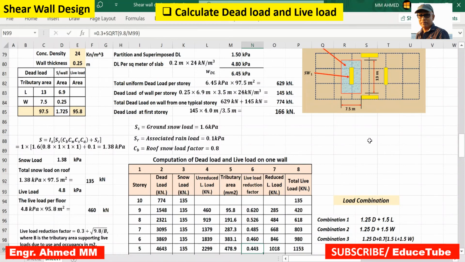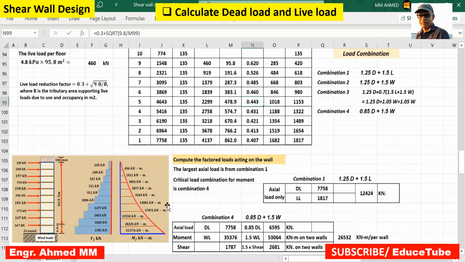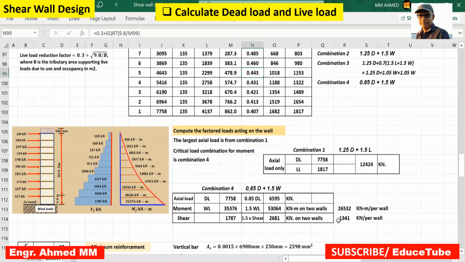So these total loads what I got in these places, like here in diagrams, everything will be divided by 2. That's why this divided by 2, it gives 26,532 kilonewton meter per wall, and 1341 kilonewton per wall. This is shear, this is moment.